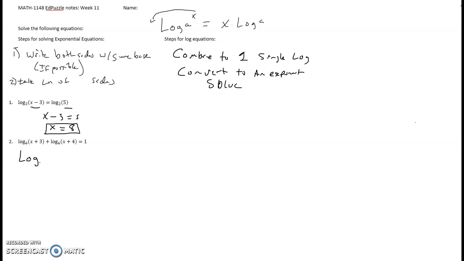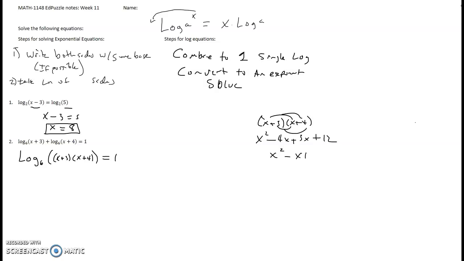So this is going to be the log base 6 of x plus 3 times x plus 4 equals 1. Now I'm going to FOIL out what's in there. So it's going to be x squared minus 4x plus 3x plus 12. Combine our like terms in the middle, we get x squared minus x plus 12. So this is the log base 6 of x squared minus x plus 12 equals 1.